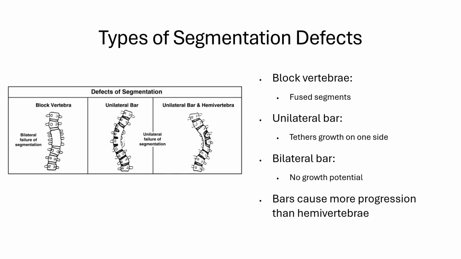Bilateral bars represent complete growth arrest, where both sides of the spine become tethered, preventing any further growth at that level. The clinical teaching point involves understanding that bars typically cause more progression than hemivertebrae because they create ongoing asymmetric growth patterns. A unilateral bar acts like a tether that becomes increasingly tight as the child grows, while the opposite side continues expanding normally, creating progressive deformity that often requires surgical intervention to prevent severe curves.